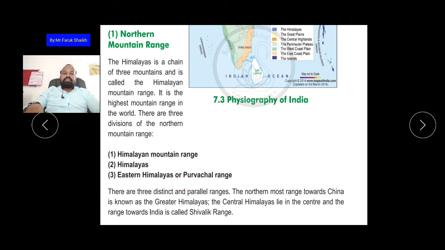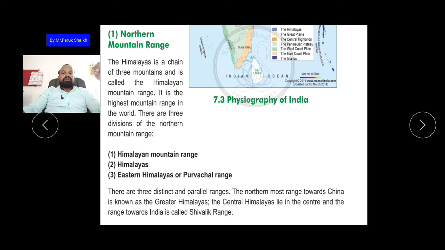So there are three distinct and parallel ranges, यानी कि एक समान दोनों मूव हो रहे हैं, they are moving towards parallel. The northernmost range toward China is known as the Greater Himalaya. Okay, which Himalaya is known as the Greater Himalaya? The northernmost range toward China, and the Central Himalaya lies in the center, and the range toward India is called the Shivalik range.